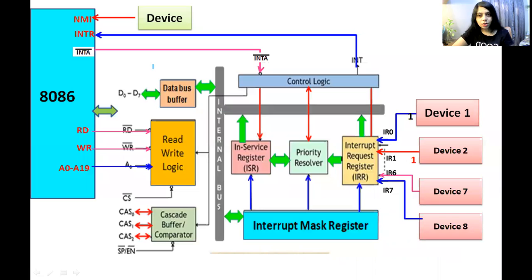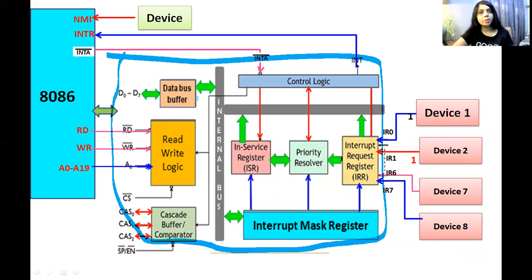So this is the block diagram of 8259 programmable interrupt controller. Whenever we connect this interfacing IC to any microprocessor, always remember that we connect the processor on the left hand side and we connect devices on the right hand side. Here you can see there are 8 interrupt request pins available on 8259, that is IR0 to IR7. You can connect 8 interrupting devices, from device 1 to device 8, to the interrupt request pins of 8259 programmable interrupt controller.